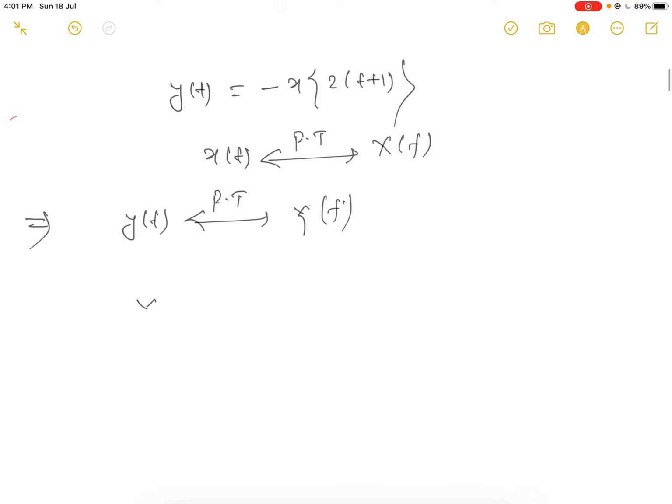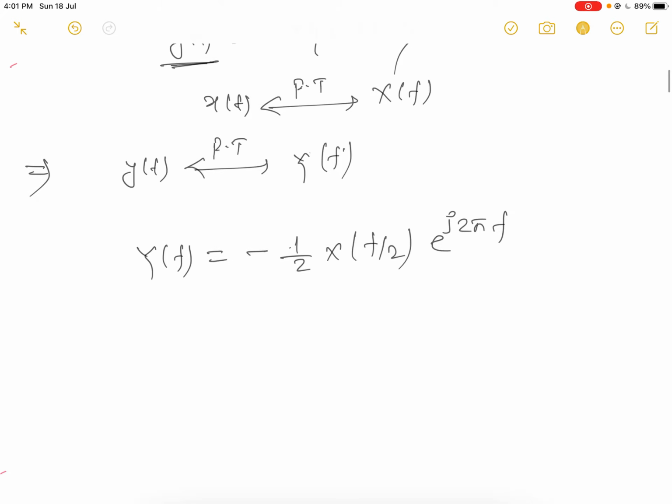So Y(f) is nothing but the Fourier transform of y(t), and here we get a shifting and a scaling property. We know that for x(t - t0), with the shifting property, its Fourier transform is X(f) e to the power minus j 2 pi f t0. When you shift by t0 units, the exponential of t0 multiplication appears.